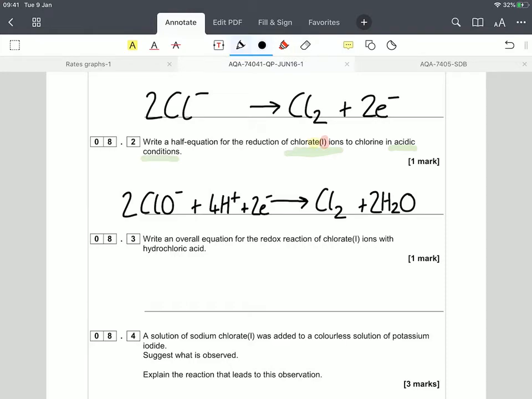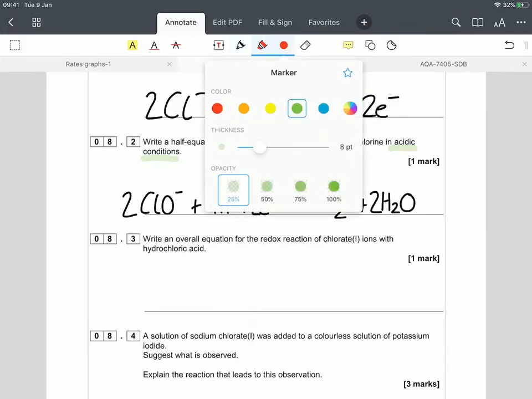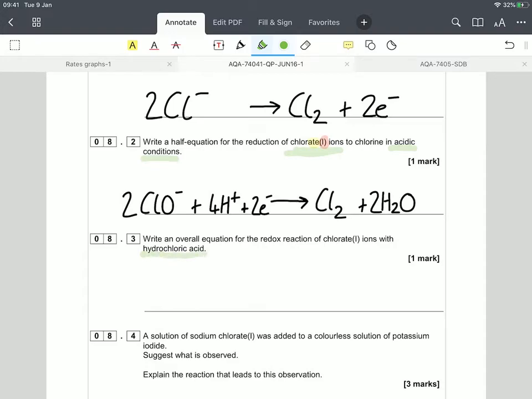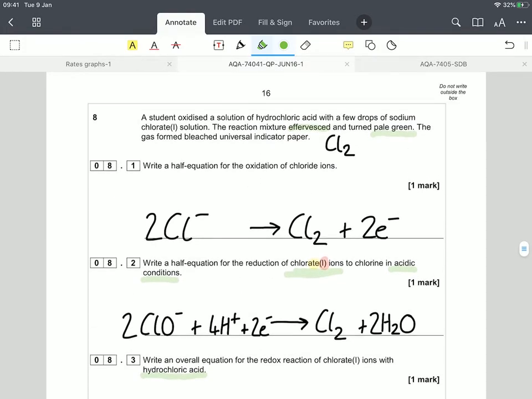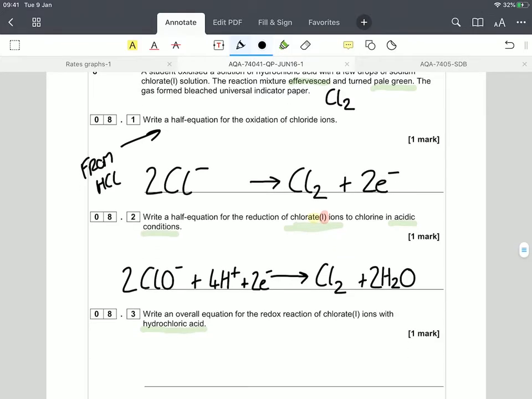Write an overall equation for the redox reaction of chlorate(I) ions with hydrochloric acid. Again, this is a bit of a trick that they sometimes do. They're saying hydrochloric acid, and people start thinking, I don't know how to do that because I've not done anything about hydrochloric acid yet. Well, you have, actually. Up here, the chloride ions that we're writing the half equation for are coming from HCl. It's just that in this half equation you don't show the hydrogen ions. But if you go back to the very beginning, these are complete compounds. So these chloride ions come from HCl, just like in this example here.